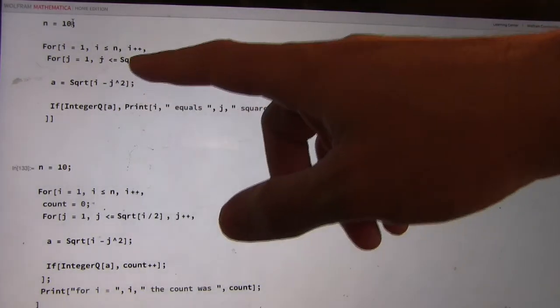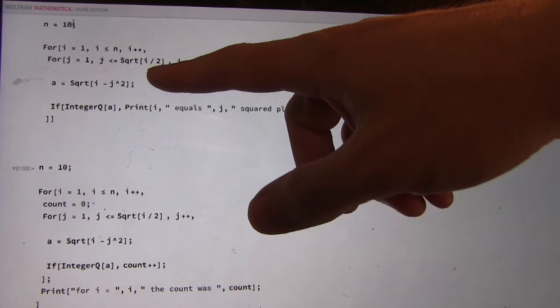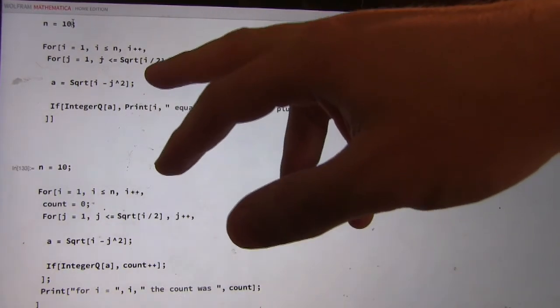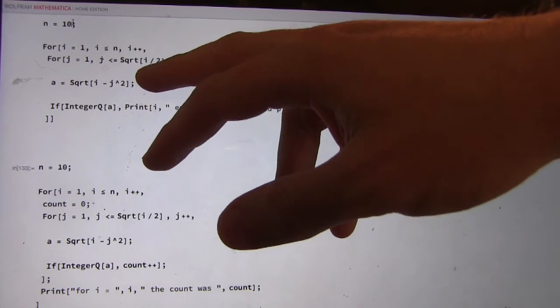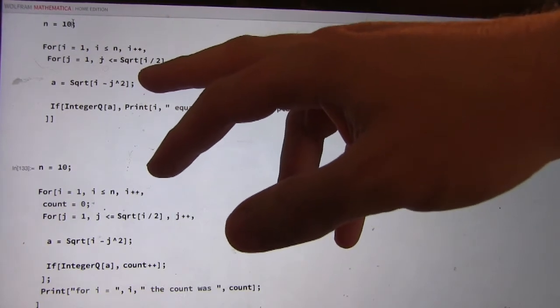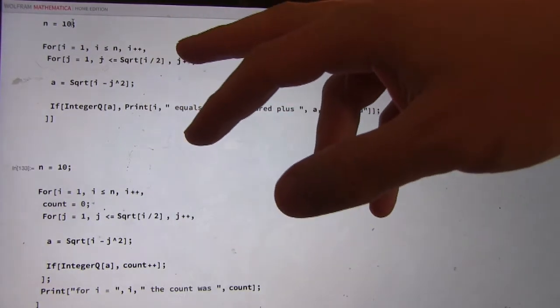So at square root of i over 2, that's halfway. Mm-hmm. And we tried a bunch of different things first, and then we came to understand this, and it's sort of obvious after the fact. But finding it was not super obvious.